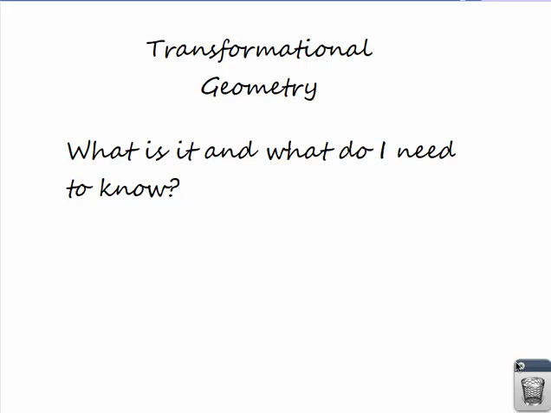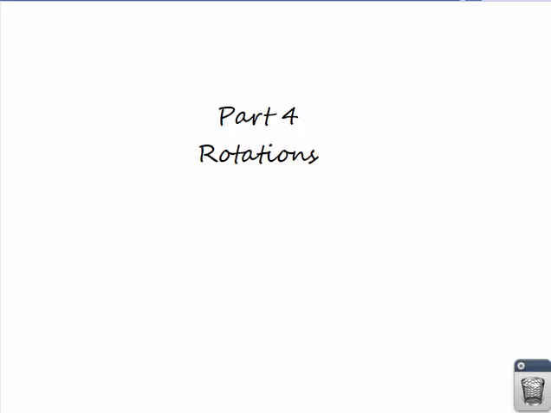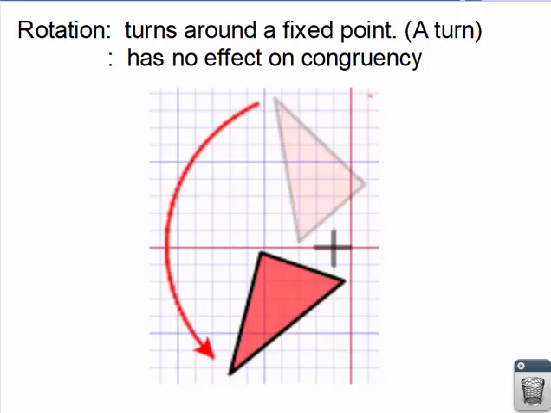Hello class, today we're going to talk about transformational geometry, part 4. Again, we're talking about what it is and what we need to know about it. In part 4, we're going to talk about rotations. This is one of the toughest ones we have. So let's review the definition. A rotation is nothing but a turn around a fixed point.